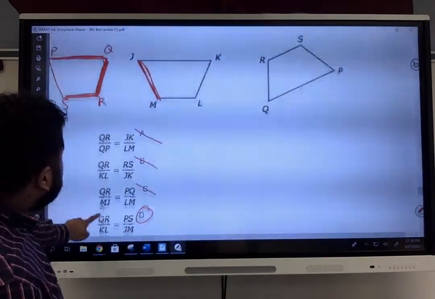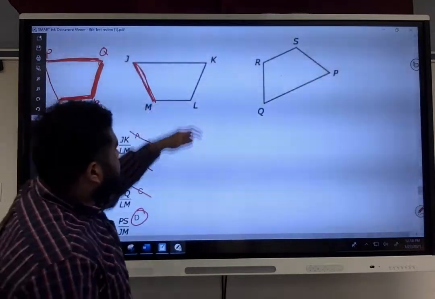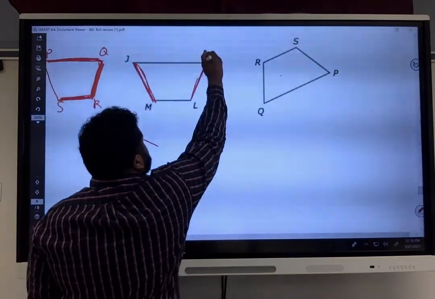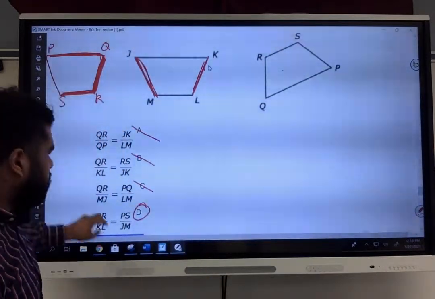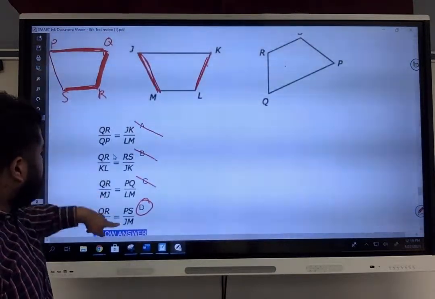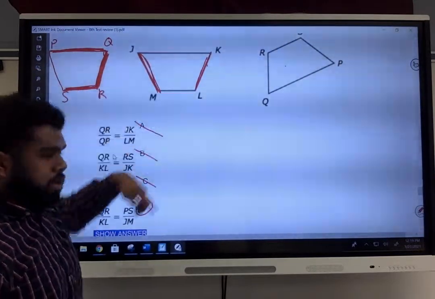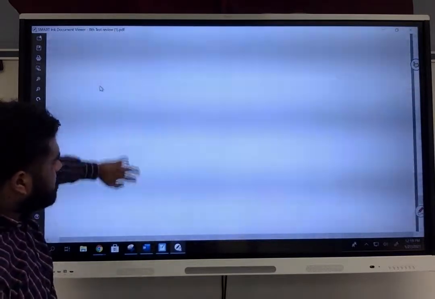So QR, which is this right side, over KL, which is this right side. Okay, so far so good. They're corresponding sides, so far so good. Equals PS, which is this side, over JM, which is right here. So yes, we're good. They were proportional. All right, and last question.